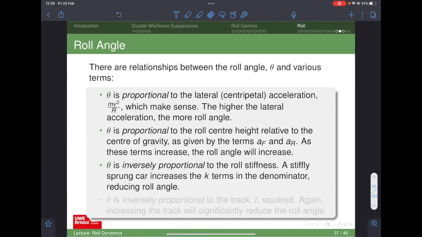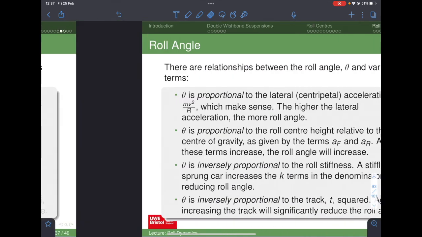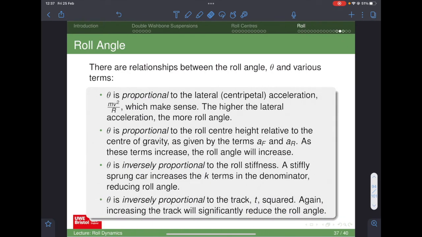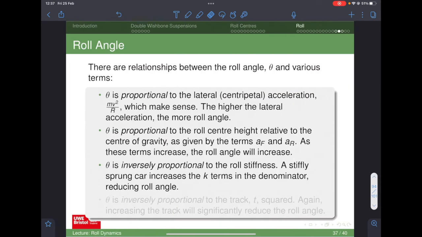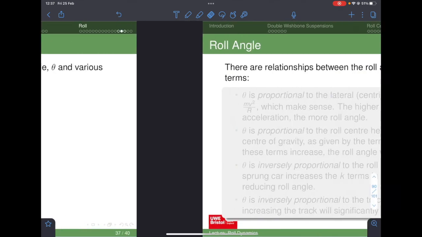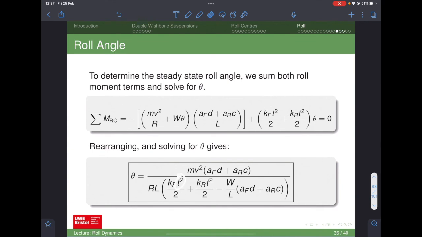The roll angle is inversely proportional to the roll stiffness, so you've got the roll stiffness there with the K terms. If you've got a car with a lot of roll stiffness, stiffer springs increase the K terms in the denominator, which increases the denominator term, which decreases the roll angle. It's also inversely proportional to the track T squared, because there are two T squared terms, and if you reduce the track, you increase your roll angle.